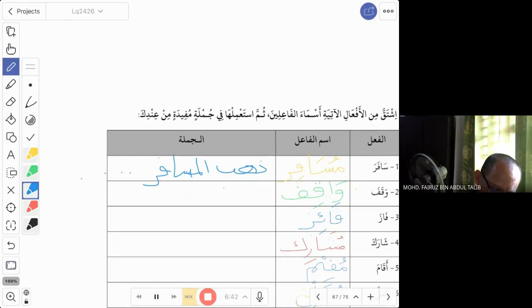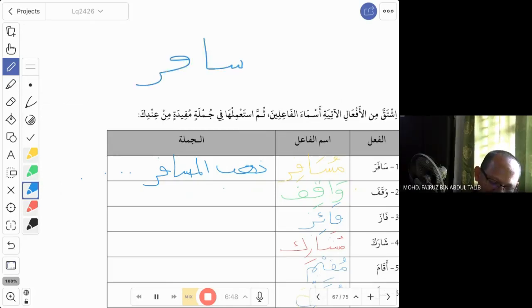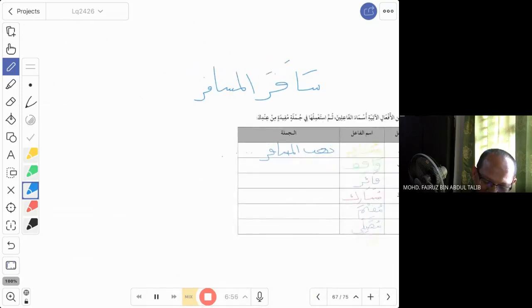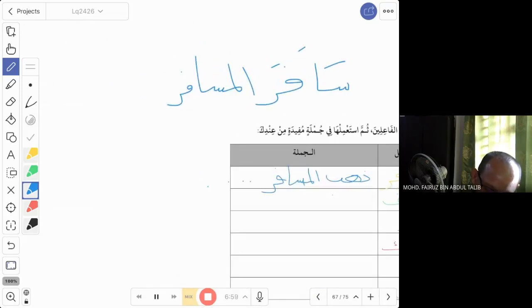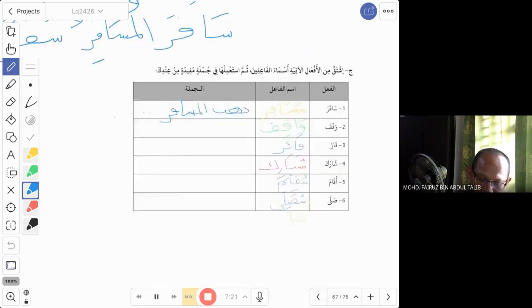What is the fi'il of musafiru? Safara. Safara. You can also play with the word. Safara al-musafiru. So last time when I was in school, I always played with this word. Safara al-musafiru. And then the next word, I will take from the fi'il as well. Safara al-musafiru. Safaran tawilan, for example. So they all come from the same root word, but you can change to different words. All right? Yes, that is correct. So zahab al-musafiru ila anywhere.